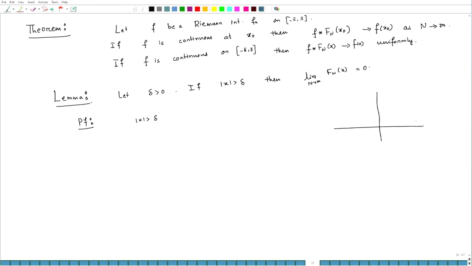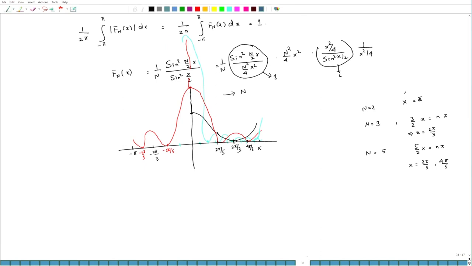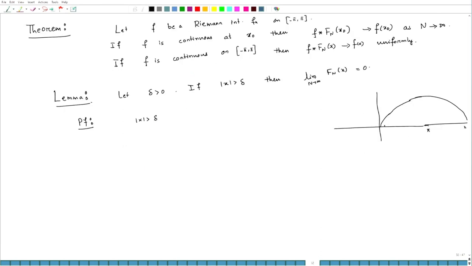Therefore, if I look at the curve of sin x by 2, the curve is on the positive axis, going from 0 to pi to 2 pi. Suppose delta is somewhere here, then sin x by 2 is greater than sin delta by 2. Similarly for the modulus. Now, mod x greater than delta means this is sin delta by 2. We can write this as, therefore, sin square x by 2 is greater than sin square delta by 2.